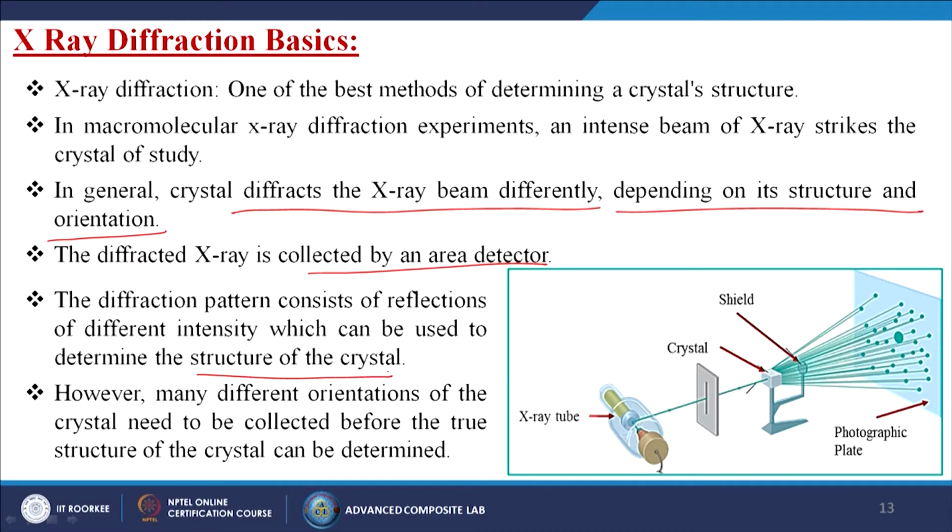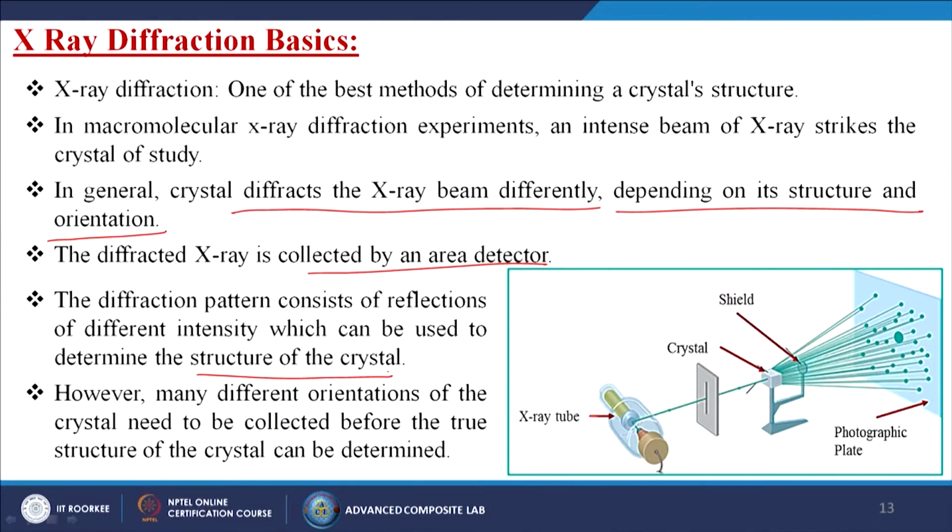However, many different orientations of the crystal need to be collected before the true structure of the crystal can be determined, because in a material, maybe if it is a composite or some other material, some impurities can be present. So, many types of elements can be present and all the elements have different diffraction patterns. From the right hand side image you can see that from the X-ray tube the X-ray has been generated, then it falls directly onto the crystal or the material, and after diffraction it has some shielding arrangement. Through that shielding it goes directly onto the photographic plate and gives some dot structure by which we can get the crystal structure of that particular material.